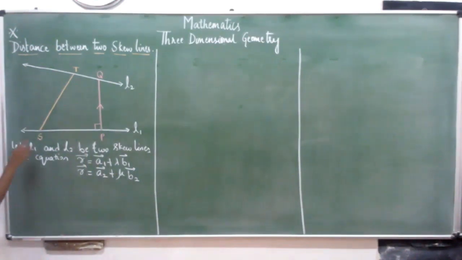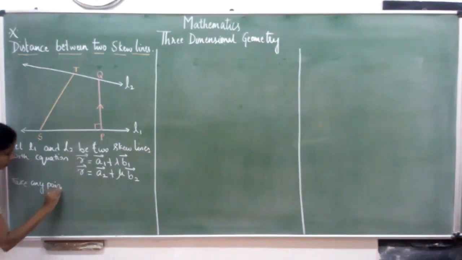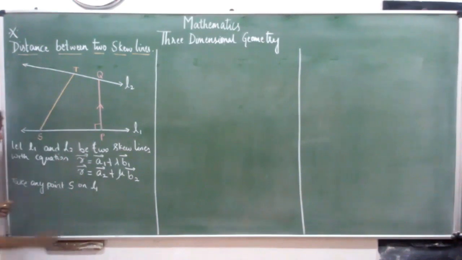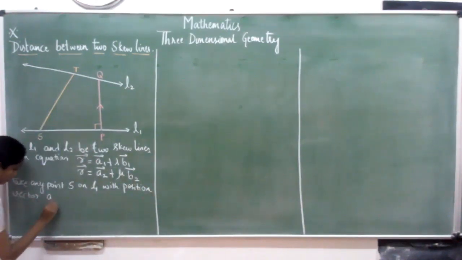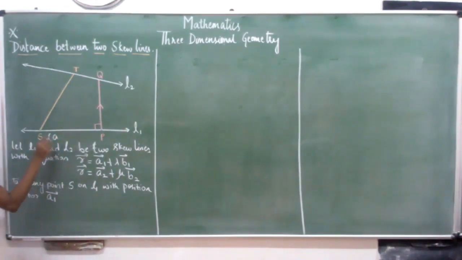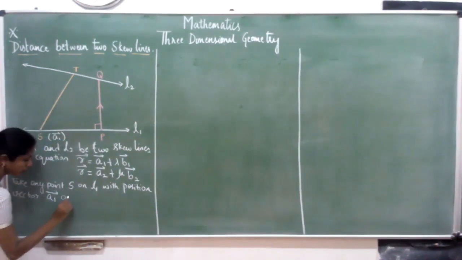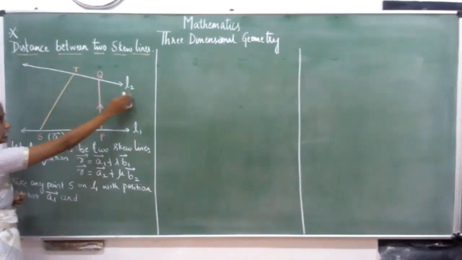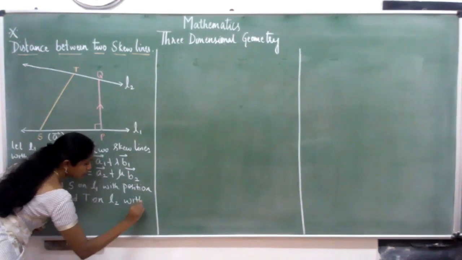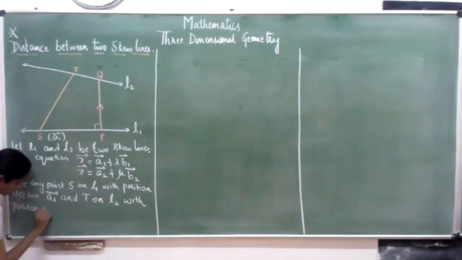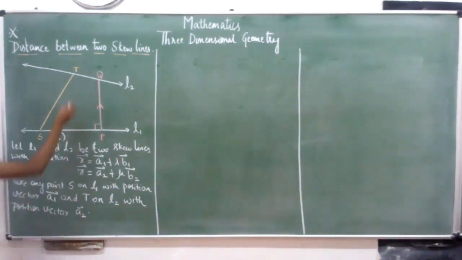Now I am going to consider a point S on the line L1 with position vector a1. So we are considering any point S on the line L1 with position vector a1. Then we are considering a point T on the line L2 with position vector a2. So the position vector of point T is a2.